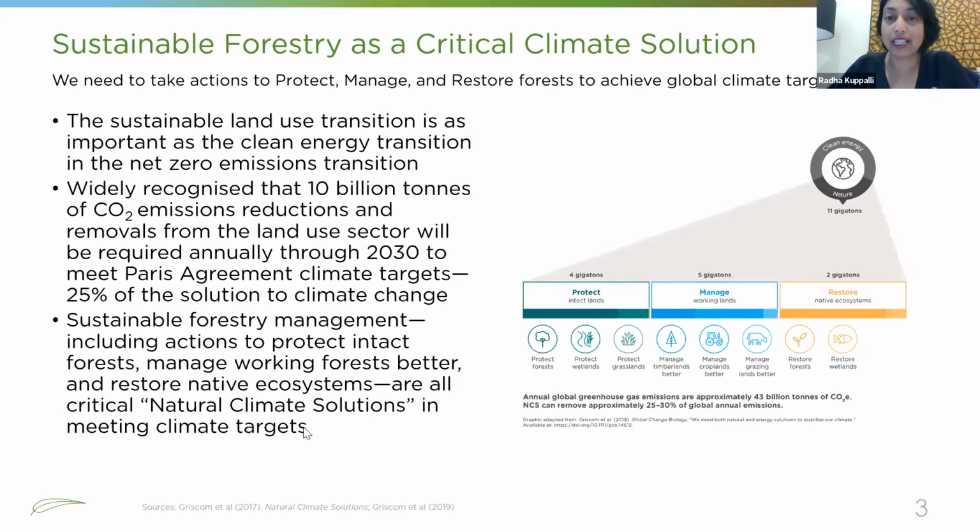And the actions that need to be taken include protecting the forests that we already have, managing working forests and agricultural lands better, and restoring native ecosystems to the tune of millions of hectares around the world. These are all critical natural climate solutions to help us meet our critical climate targets. And so these are some of the things that we're thinking about as a business as we're managing landscapes.